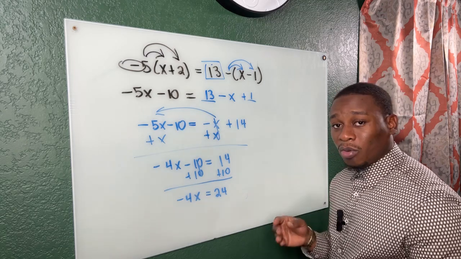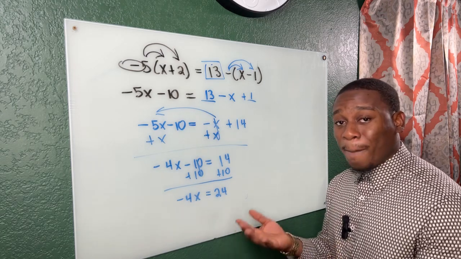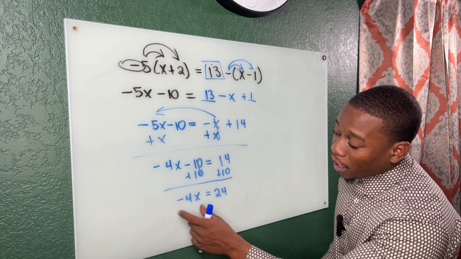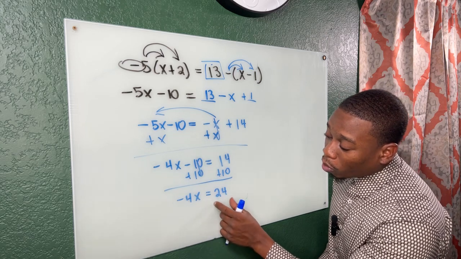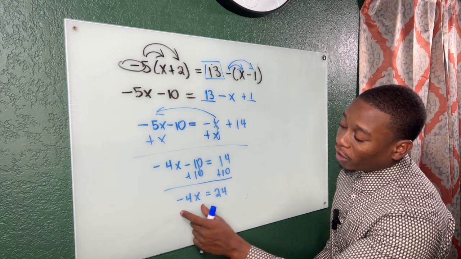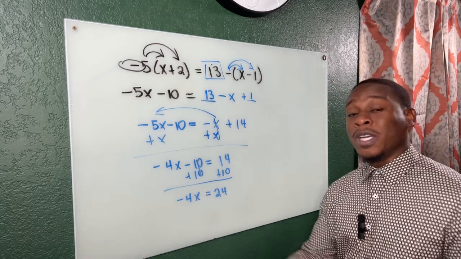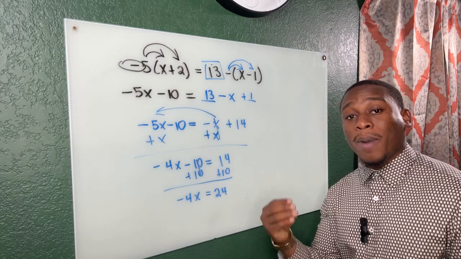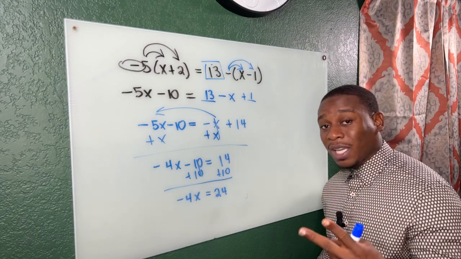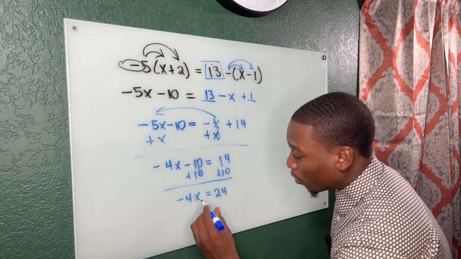If I don't add it on the right side, the equation is not balanced. And instead of having -4x is equal to 24, we would have -4x is equal to 14. And our entire problem is going to be wrong. So please understand what we mean by balancing the equations. In the second half of the video, I'm going to point that out a little bit more.